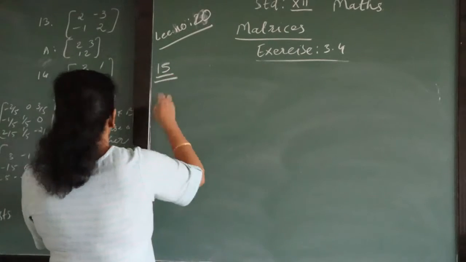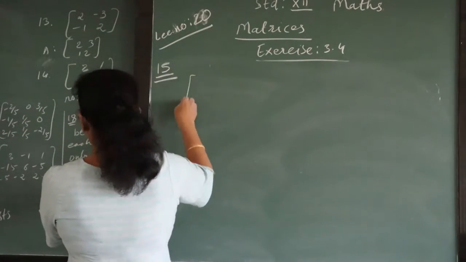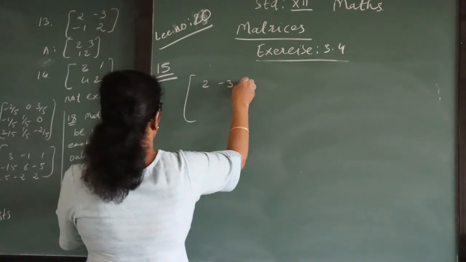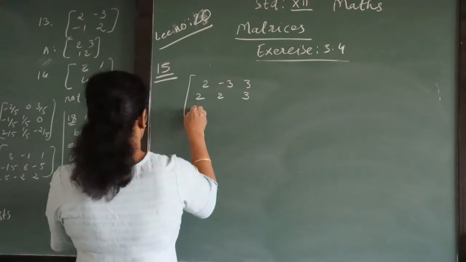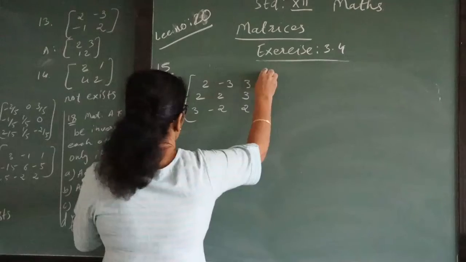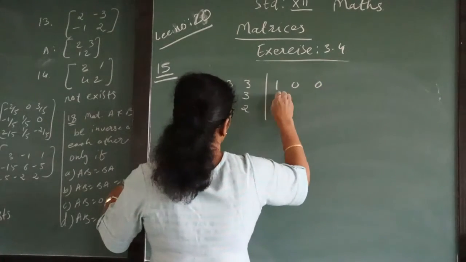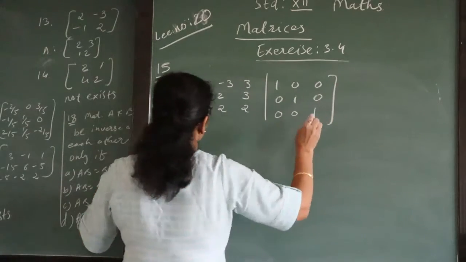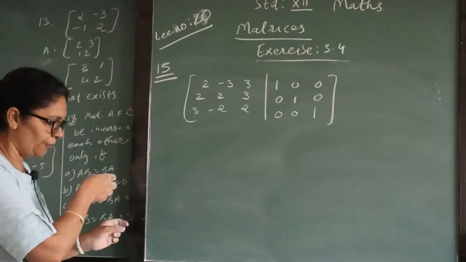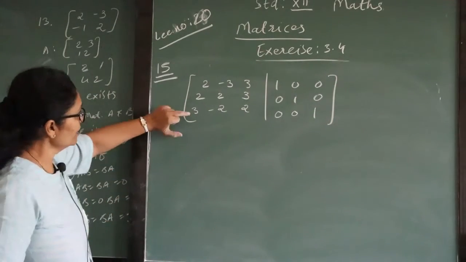In exercise 3.4 only, your question number 15. The matrix is 2 minus 3 3, 2 2 3, and 3 minus 2 2, with the identity matrix 1 0 0, 0 1 0, 0 0 1. Okay. Now, let's start with this 3.